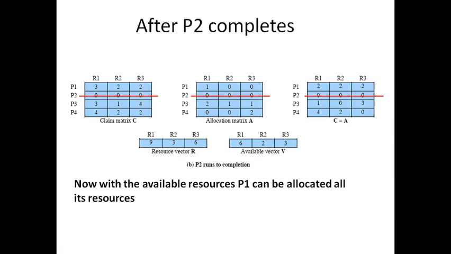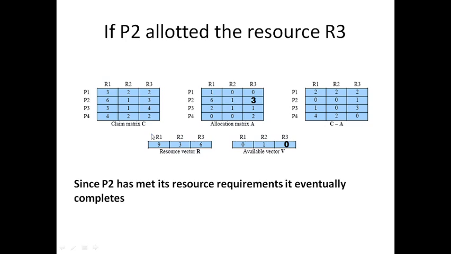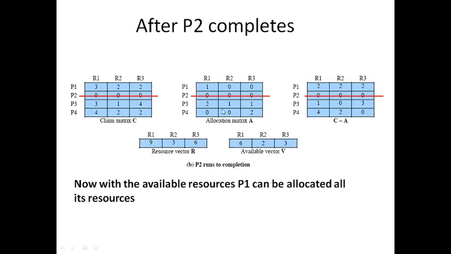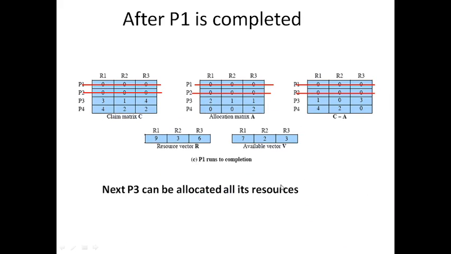Now with 6 2 3, can we complete any other process? I think we can complete P1. So P1 can be allocated all its resources with the available. So we allocate the resources to P1, and once again P1 will release all its resources, which will result in the available further increasing to 7 2 3. And we just mark that two processes can be completed.